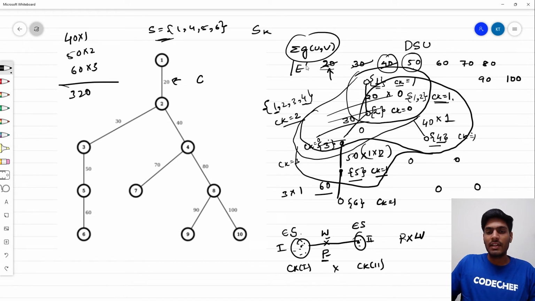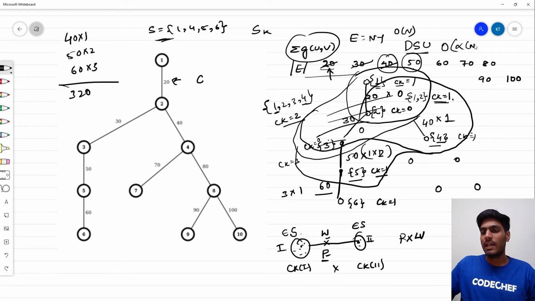Let's say the number of edges was E. Basically, in a tree, E would be n minus 1, that is order of n. Now, for each edge, we have just used a DSU operation, and DSU operations cost order of alpha of n. Now, the total complexity of this would be order of n times alpha of n. This is much better than our previous estimation of n square pairs times n.